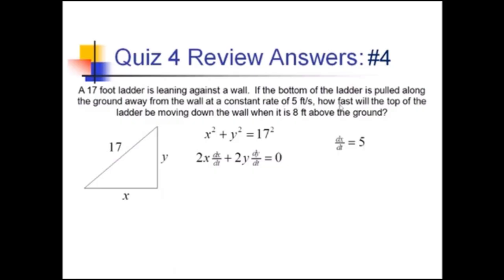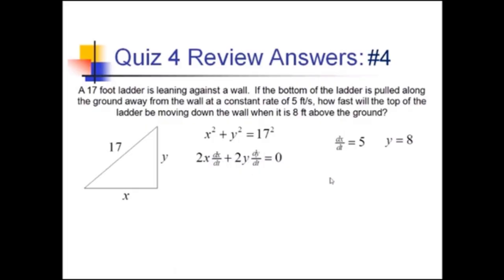Next, let's see, how fast will the top of the ladder be moving down the wall? So that's talking about dy over dt. And when it is 8 feet above the ground, we're saying that this y value at some point in time takes on a value of 8. So y equals 8 at some point in time. So I've got y. I'm looking for dy over dt. I've got dx over dt. I still need to find x, though, at the time when y equals 8. Once I have that, I can plug in everything and solve for dy over dt.